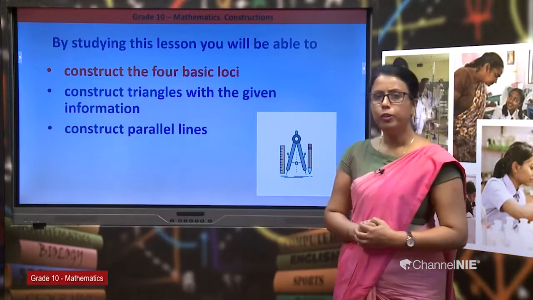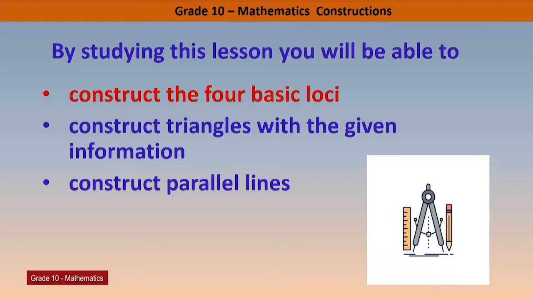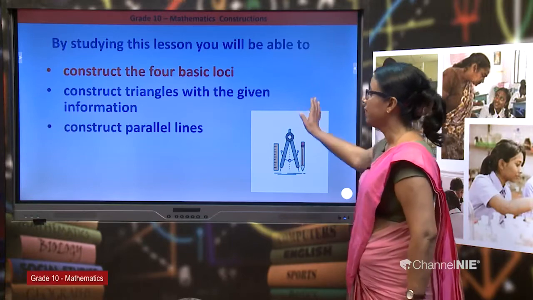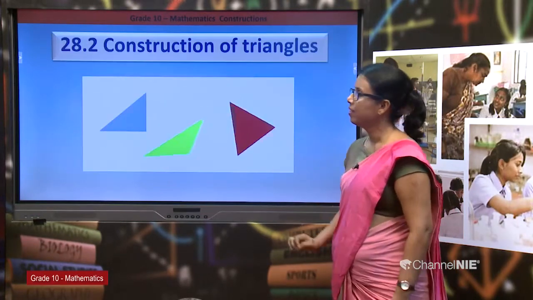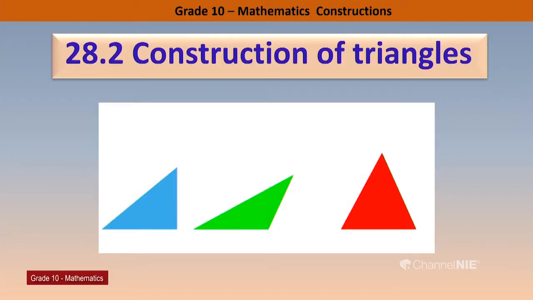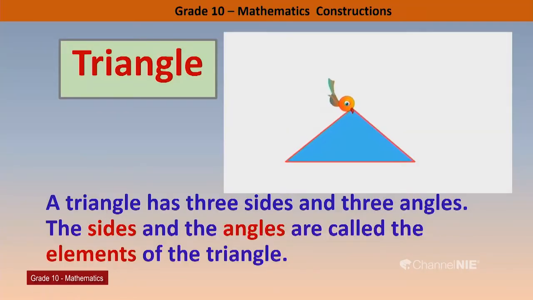Today, I am going to discuss with you how to construct triangles, how to construct parallel lines. Let's construct triangles. Construction of triangles. Children, what is a triangle? Triangle is a polygon. Triangle is a polygon with 3 sides. Not only sides, there are 3 angles. Sides and angles we call elements.